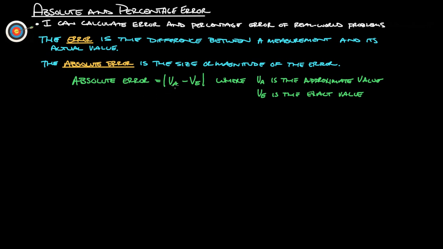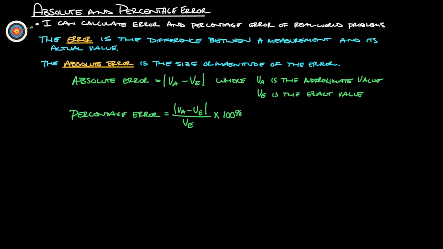So the absolute error is the absolute value of VA minus VE, where VA is the approximate value, and VE is the exact value. Okay, so I would take the approximate value 20 minus 17, take the absolute value of that, and my absolute error would be $3. Now the percentage error is this absolute error divided by the VE, the exact value, multiplied by 100, and that's the percent that you were off.